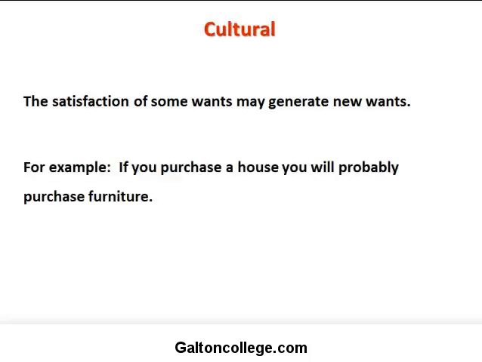For example, if you purchase a house, you'll probably purchase furniture. So you wanted a house, you bought the house, but now you have to buy furniture. So the satisfaction of one want generates another one. They're linked. Wants can be linked. If we buy a car, then we have a demand for petrol or diesel.